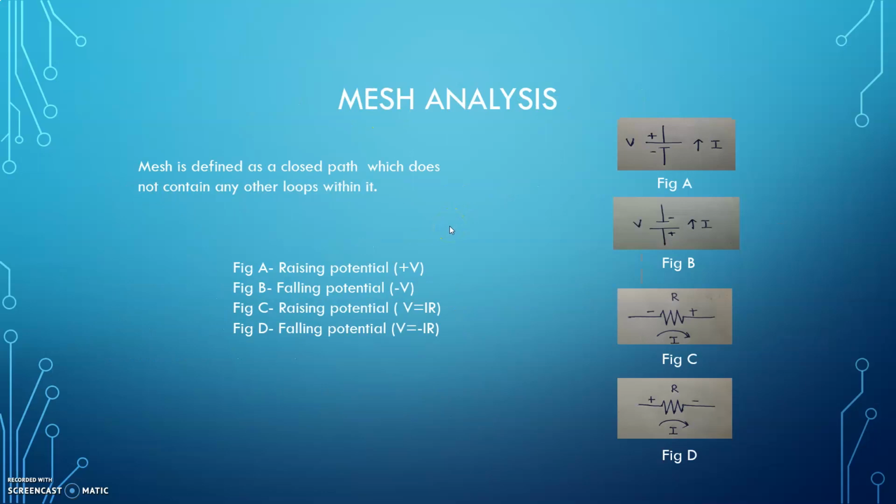Next, mesh analysis. A mesh is defined as a closed path which does not contain any other loop within it. These diagrams represent how to write the equations for voltage sources and resistors, which are used for solving the problems. Here in figure A, V is equal to plus V. Here in B, V is equal to minus V because that is a falling potential. The current direction is a falling potential. Here V is equal to I into R. Here V is equal to minus I into R, which is a falling potential.